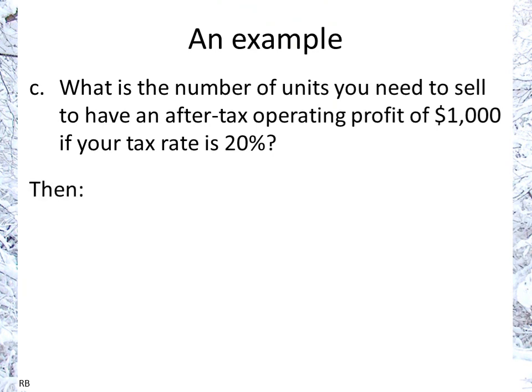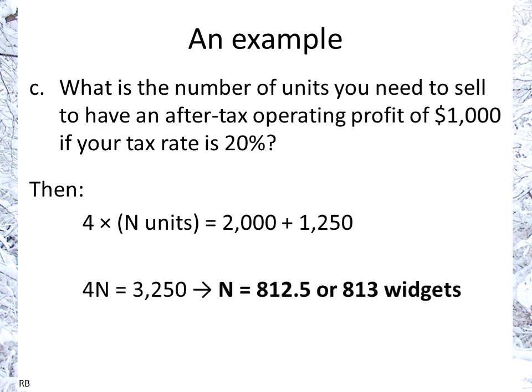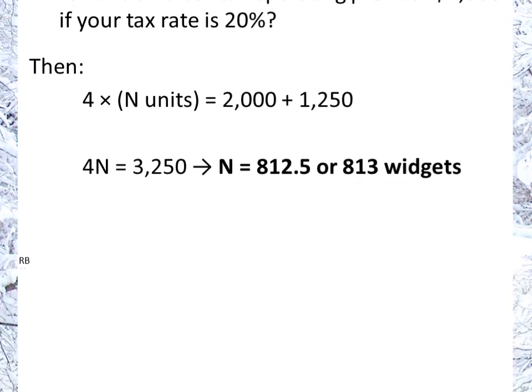So what is the number of units you need to sell? We'd have 4 times n units. Again, that's contribution margin per unit times number of units equals fixed cost plus pre-tax target operating profit. That means 4n is 3,250, or n equals 812.5, or since we have to sell in full widgets, 813 widgets. That's it. Thank you for your attention, and I hope that helped you.